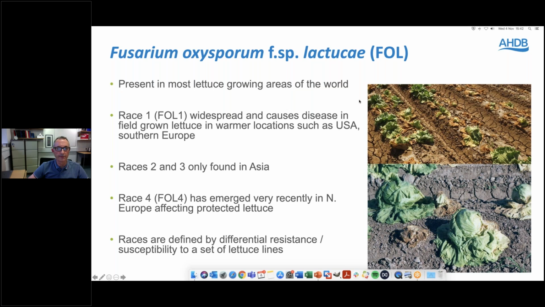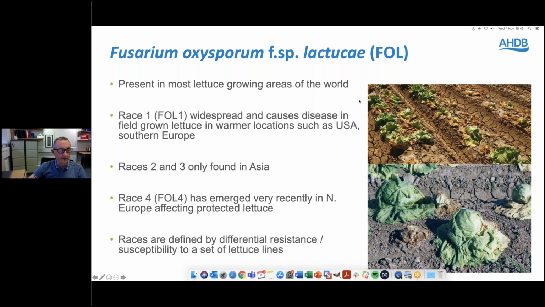So race 1 is the most widespread, and it causes disease in field-grown lettuce, mainly in warmer locations of the world, such as the USA and Southern Europe. There's another couple of races which are only found in Asia, so those are less important. But what's relevant to us in the UK is this very recent emergence of a new race, race 4, that has emerged in Northern Europe. And at the moment, it's only affecting protected lettuce, but has been particularly devastating, particularly in Holland, where a number of growers went out of business because of this new race.